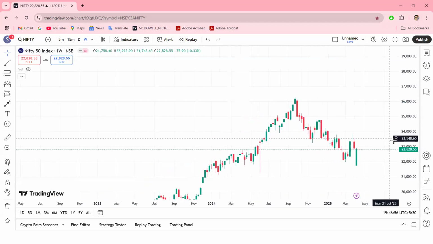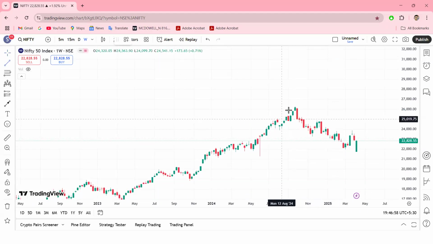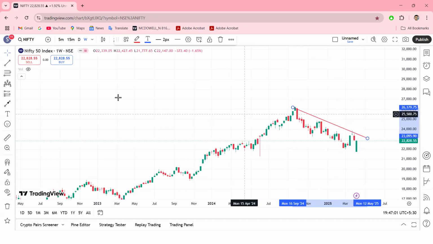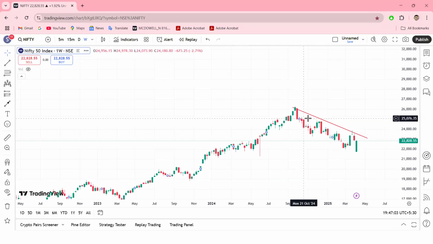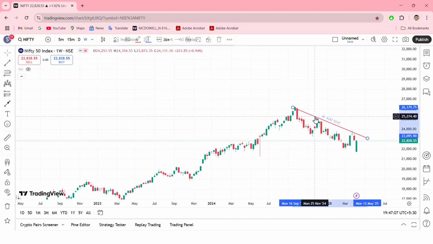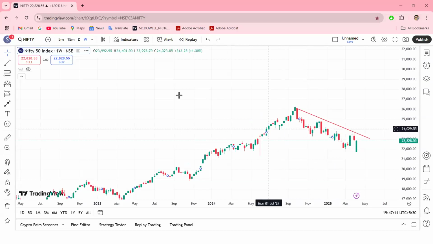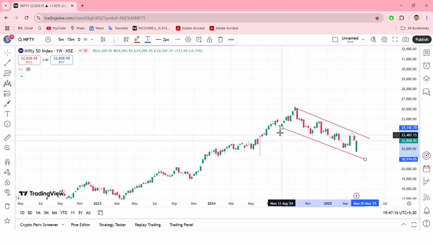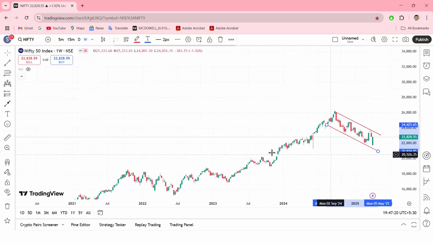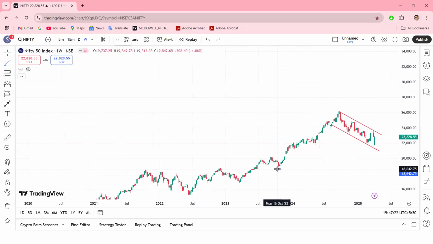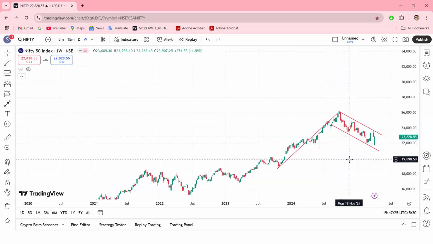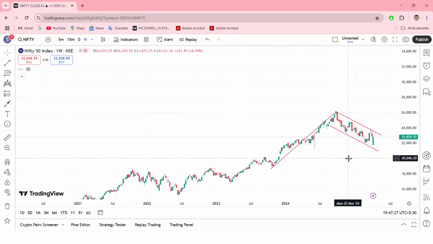So you can also consider it as a parallel channel. If you make a channel like this, your Nifty is consolidating in the parallel channel. And if you draw a flag like this, then this will be a flag and pole pattern.